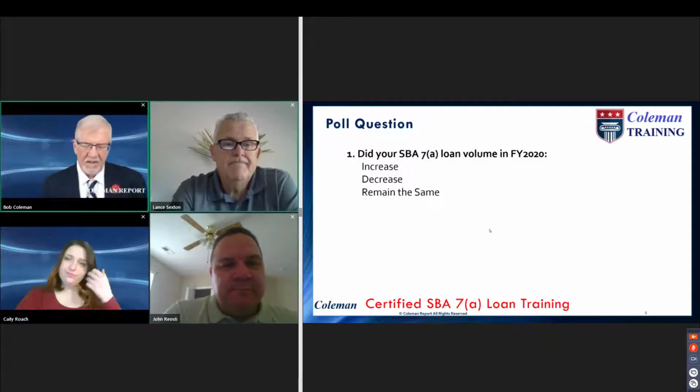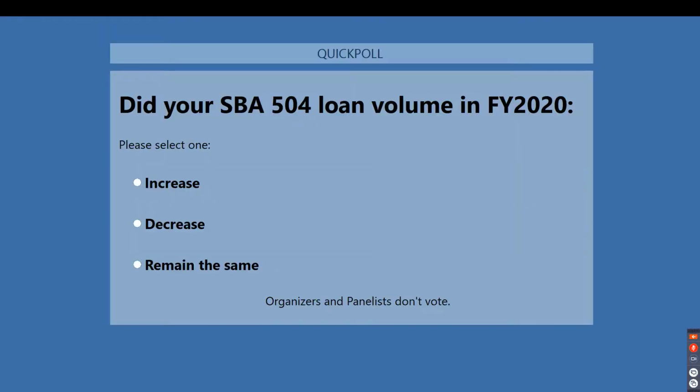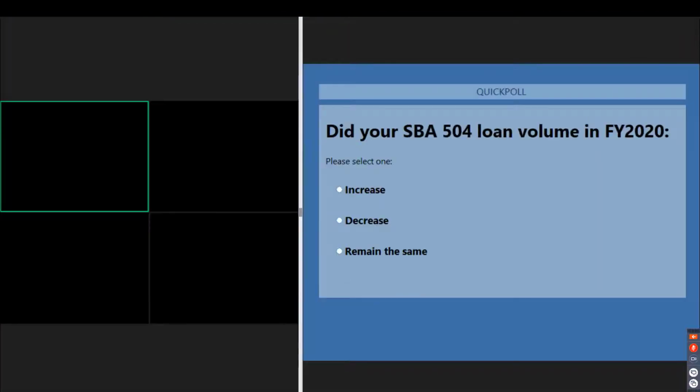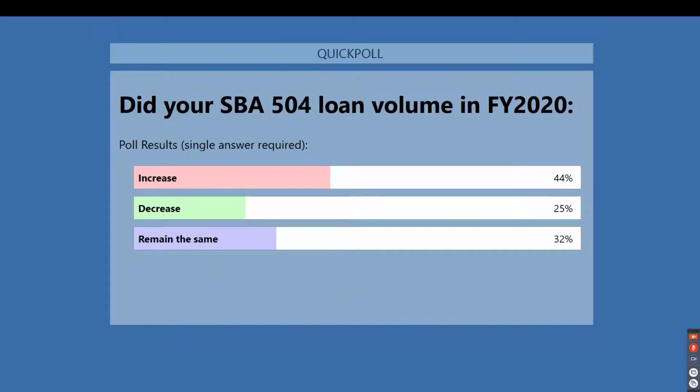And John wrote a nice article the other day. 504, same question. John, what do you think the answers are going to be on this one? I would presume here that most people increased, because that program increased fairly significantly. And the interest rates are very, very attractive. Lance, what's your vote? I'm on the increase, Bob, because the 504 debenture rate for 504 projects and refis has been incredible all year long. So it's a very attractive product.